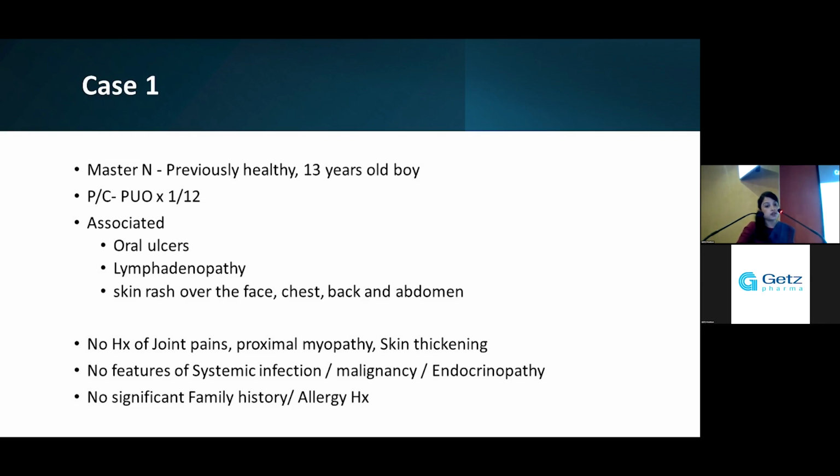There was no history of joint pains, proximal myopathy, skin thickening, or any other features of vasculitis or connective tissue disease. And there were no other features of systemic infection, malignancy, or endocrinopathy. And there was no significant family history or allergy history.